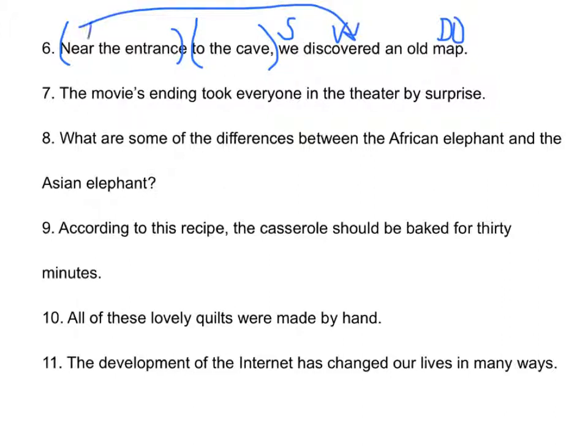Modifying the verb, adverbial phrase. To the cave. It's the entrance to the cave, so it modifies entrance, which is a noun. So this is adjectival. Terrific. All right, number 7. The movie's ending took everyone in the theater by surprise. In the theater and by surprise are your prep phrases. Ending is the subject. Took, who, everyone, direct object. In the theater.